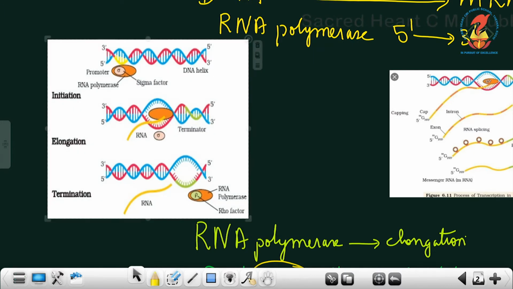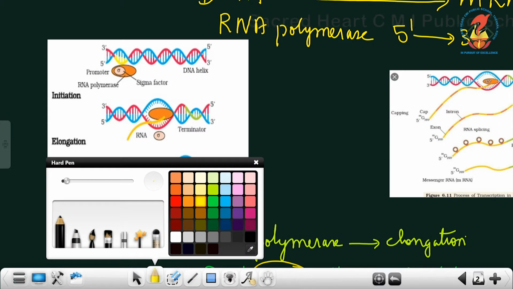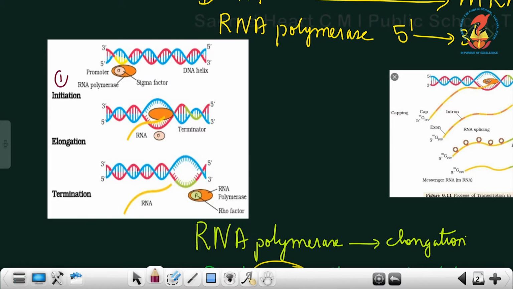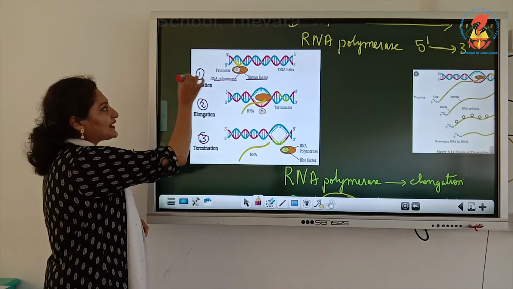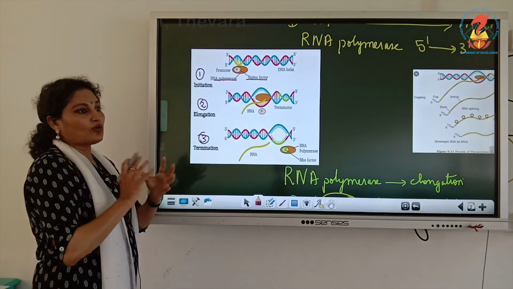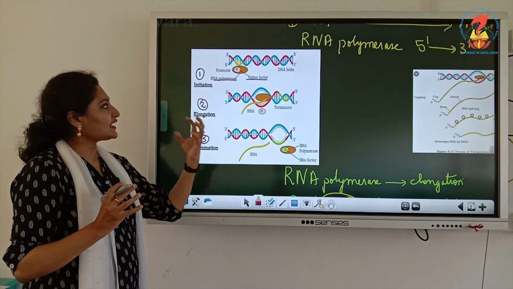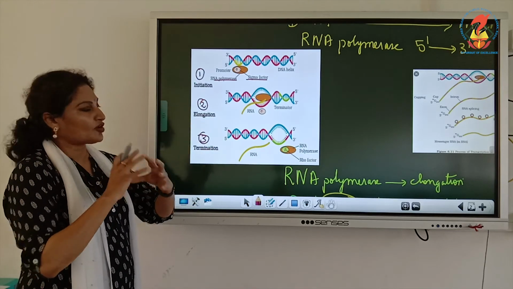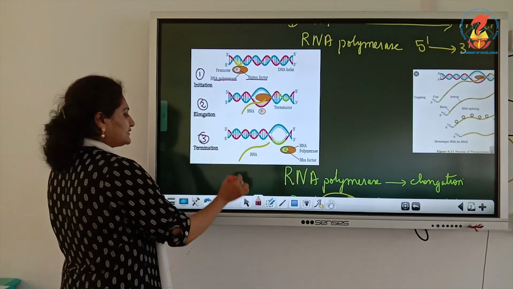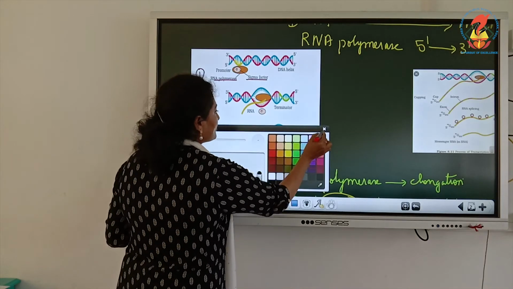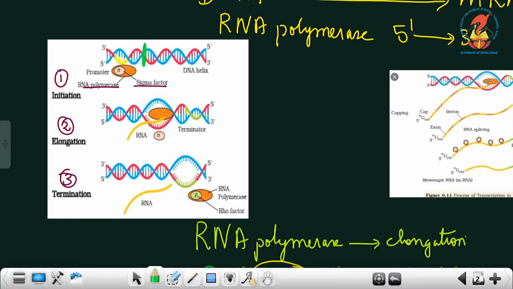So, the process of transcription involves three phases: initiation, elongation, and termination. In initiation, as I told you, RNA polymerase binds with a sigma factor. And then where will it bind? This RNA polymerase plus sigma factor forms a holoenzyme. This enzyme binds at the gene called the promoter. Let this be the promoter. It comes and binds here.